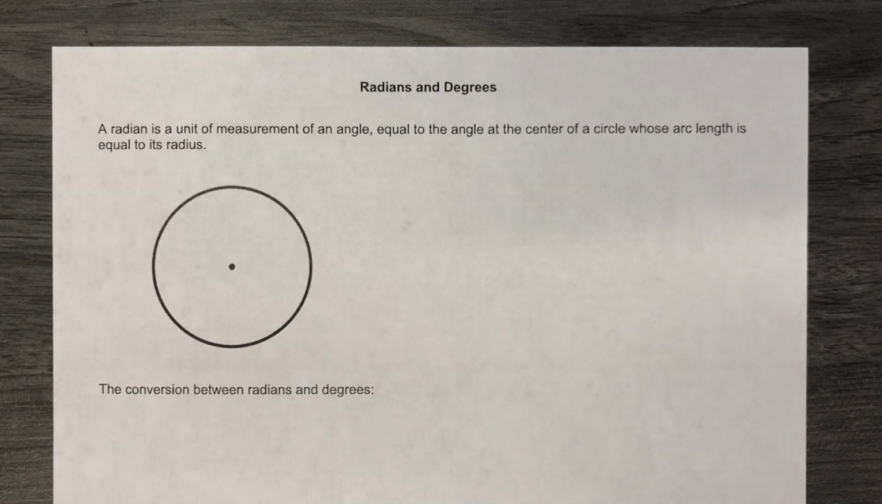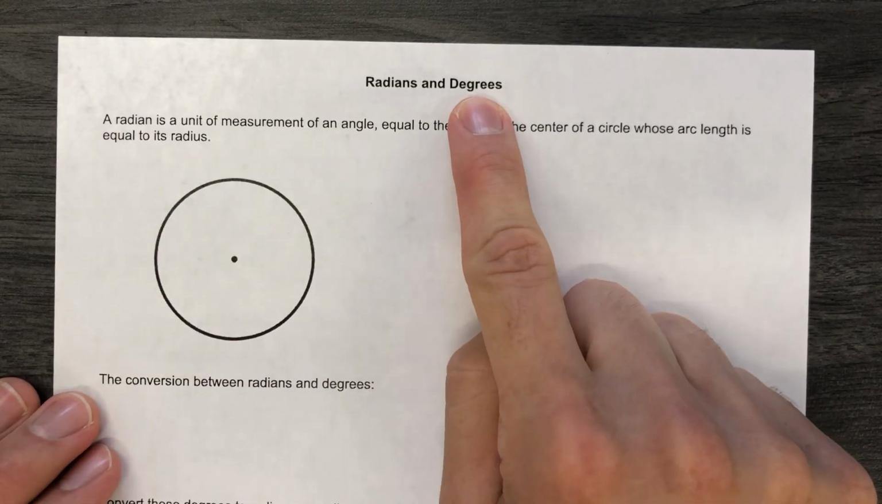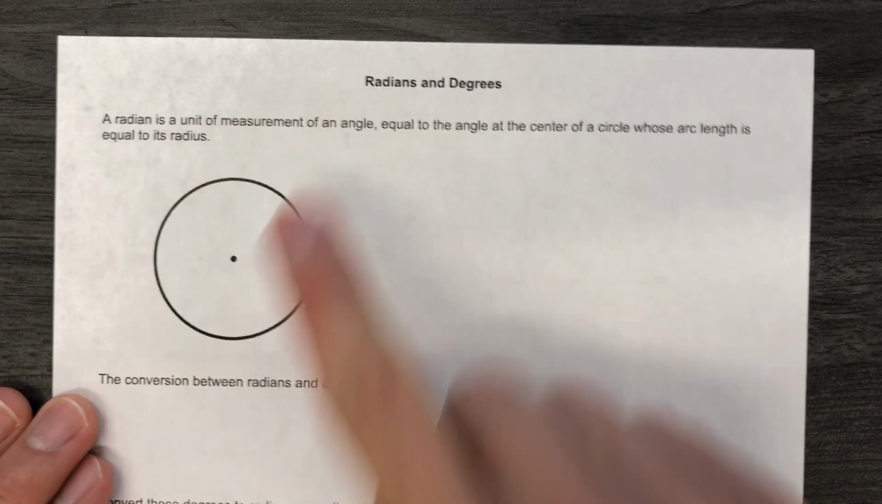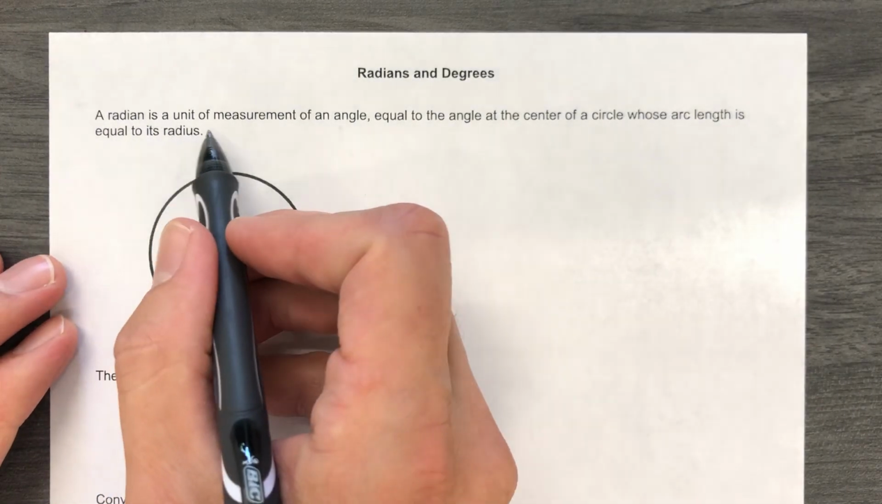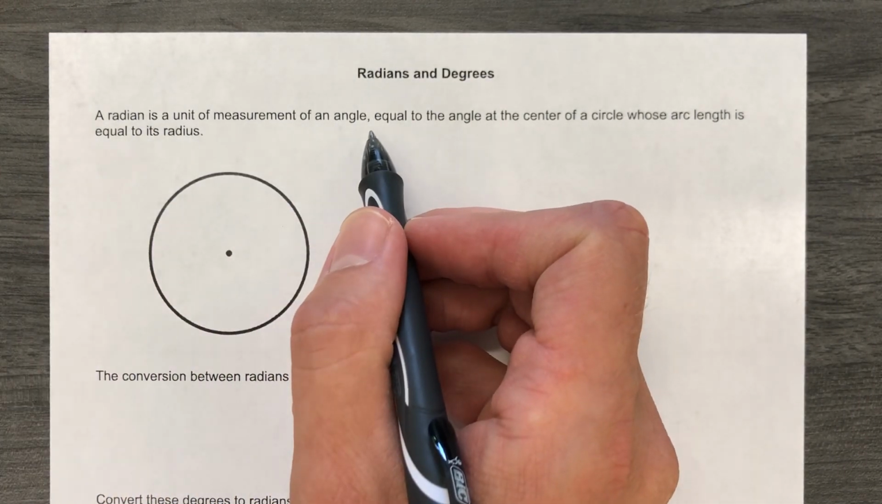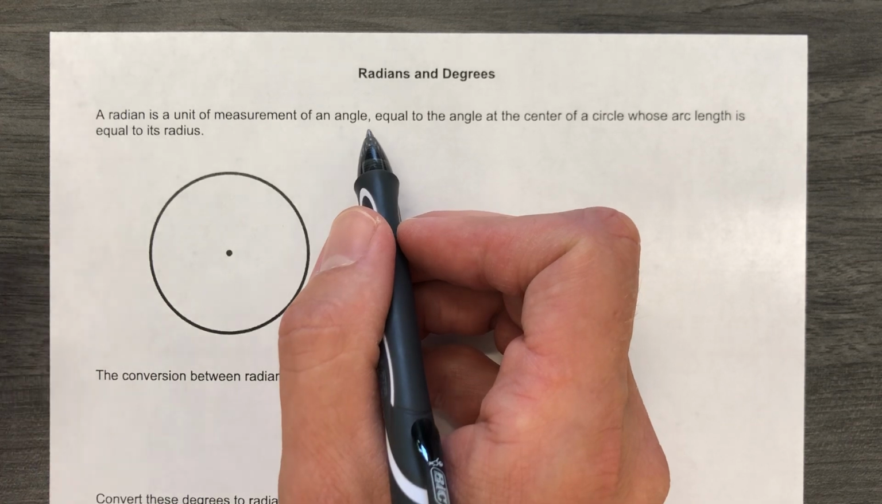There's more than one way to measure angles. Obviously, we know about degrees, but now we're going to talk about radians. Here we have a sentence that's going to be a little bit wordy at first, but you'll get the hang of it. A radian is a unit of measurement of an angle. Okay, so far so good. It's the way we measure angles.